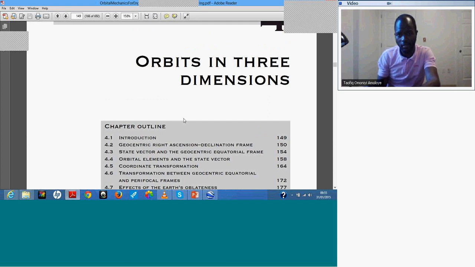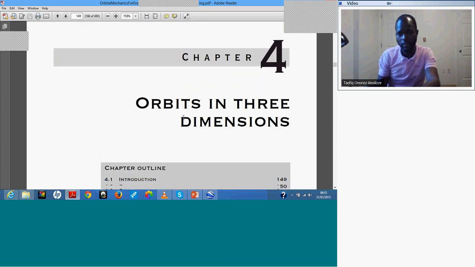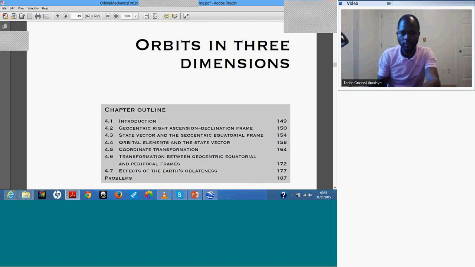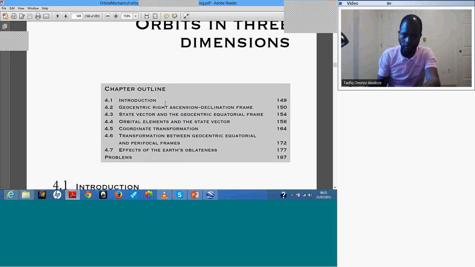So we see that of course the chapter that we are on is Chapter 4, and it's on orbits in three dimensions. An outline of the chapter: geocentric right ascension, declination frame, state vector and the geocentric equatorial frame, orbital elements and state vector, coordinate transformation, transformation between geocentric equatorial and perifocal frames, effects of the Earth's oblateness. I hope you still remember what a perifocal frame is. A perifocal frame is just a natural frame of reference of the orbit. It is just coincident with that plane.